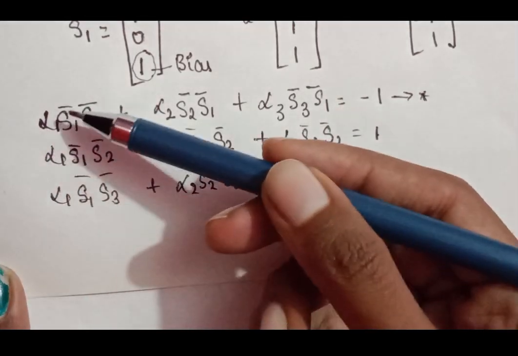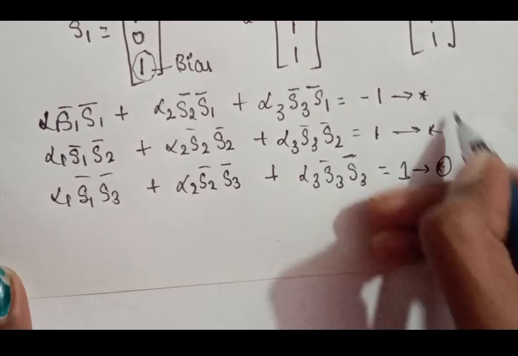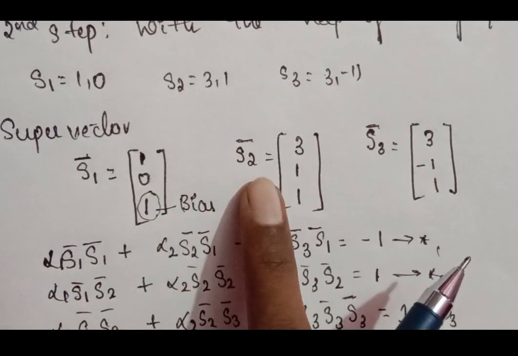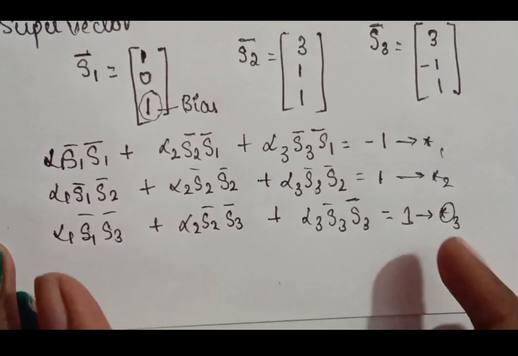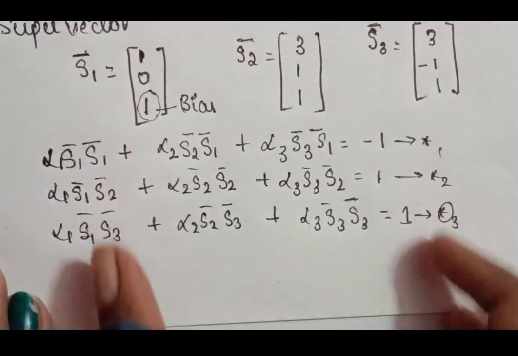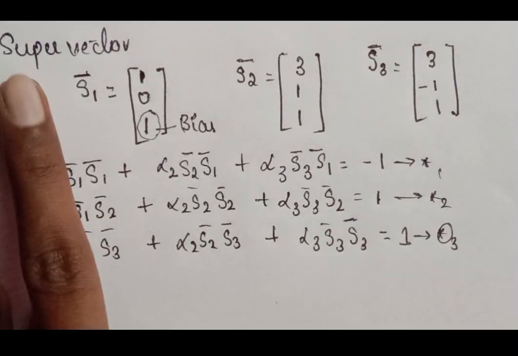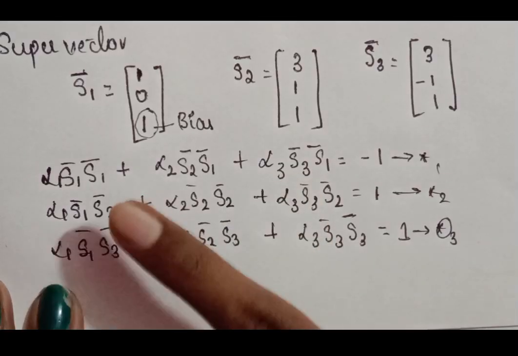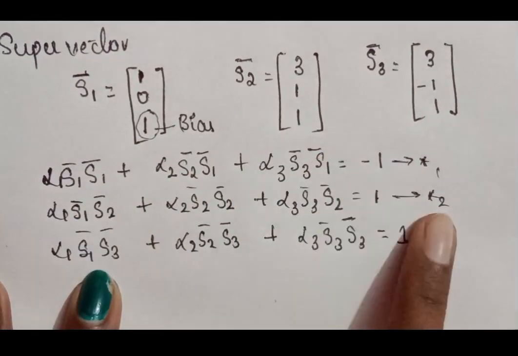So why am I writing 3 equations? Because we have got 1, 2 and 3 super vectors. This is a basic formula that you need to remember. The 3 sub-formulas are there because you have got the super vectors S1, S2 and S3. So this is the way you have to perform it.